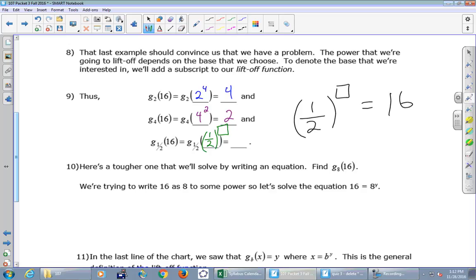Aaron, what did you say? Aaron says -4. You guys remember a negative power does what to the fraction? It flips it. And so when you flip, the 1/2 becomes 2 to the +4, which is absolutely right, it's 16. So then we'll put that -4 up in our box. So what is g base a half of 16? It's -4, just lift off the power, okay?